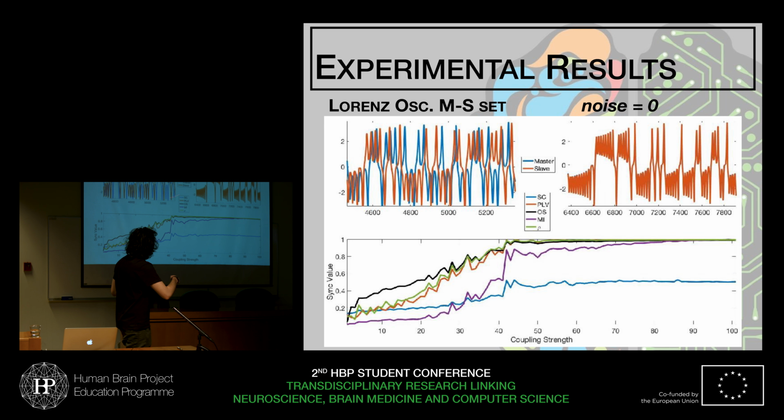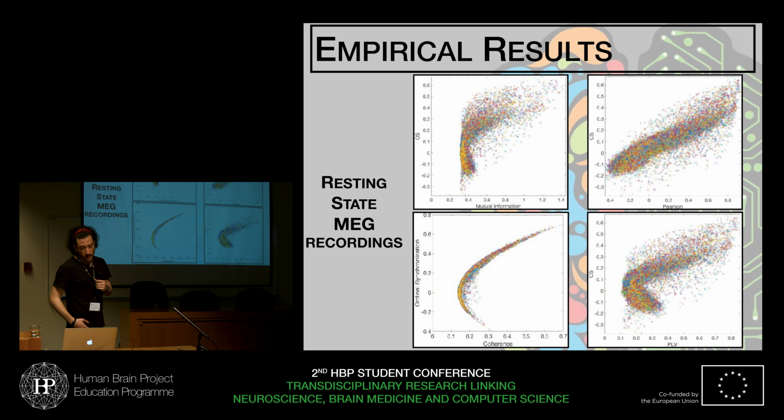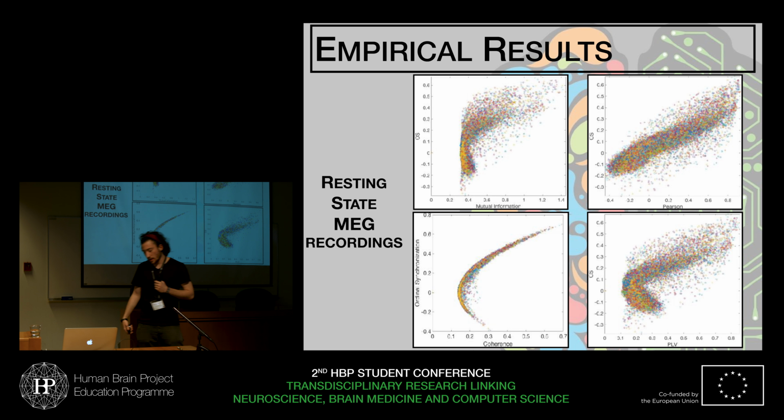Here you can see in these plots the signals, the Lorenz signals, and here we see different synchronization metrics. Our metric is the black one, and as you can see, it's very similar to phase locking value in this case. And we also tried it in magnetoencephalographic data sets.